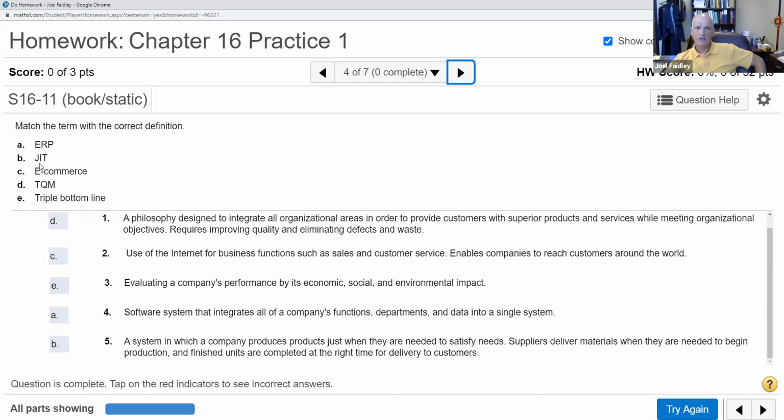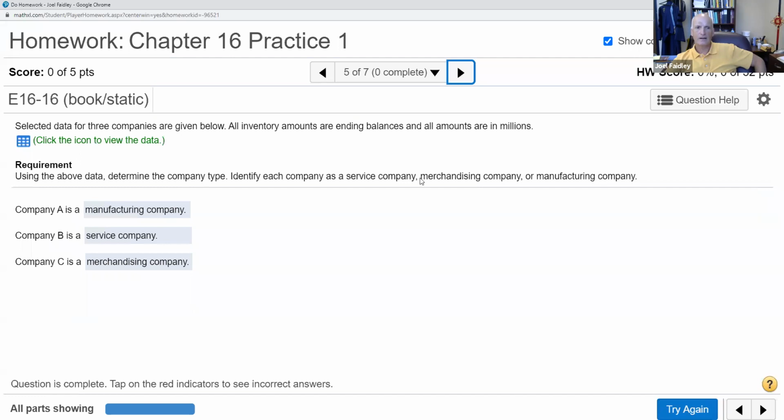ERP, just in time, e-commerce, TQM, that's a big part of manufacturing today, total quality management. Everybody in business needs to understand these topics. I never heard of triple bottom line: economic, social, and environmental impact. It's sort of new.